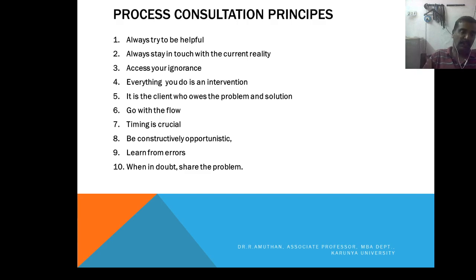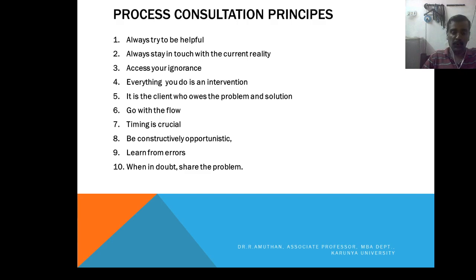Coming to the next one, last but not the least: learn from others. You have to learn from errors. To err is human, right? Everyone is likely to commit errors. No one can escape from that. The only thing is you need to learn from that and see to it that the same error does not recur the next time you implement.